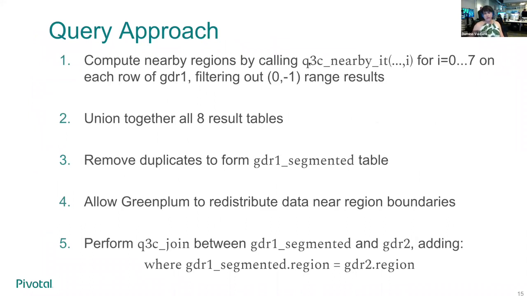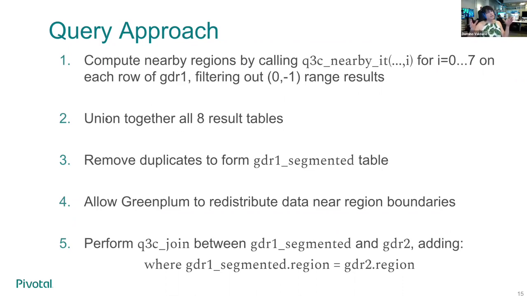the first step is to call this nearby function, which is also part of the Q3C library, to get all of those ranges back. You pass a last parameter, a number from 0 to 7, so it gives you the min or max of the 4 different ranges, and that corresponds to 8 different regions at most. And then union all those results together.